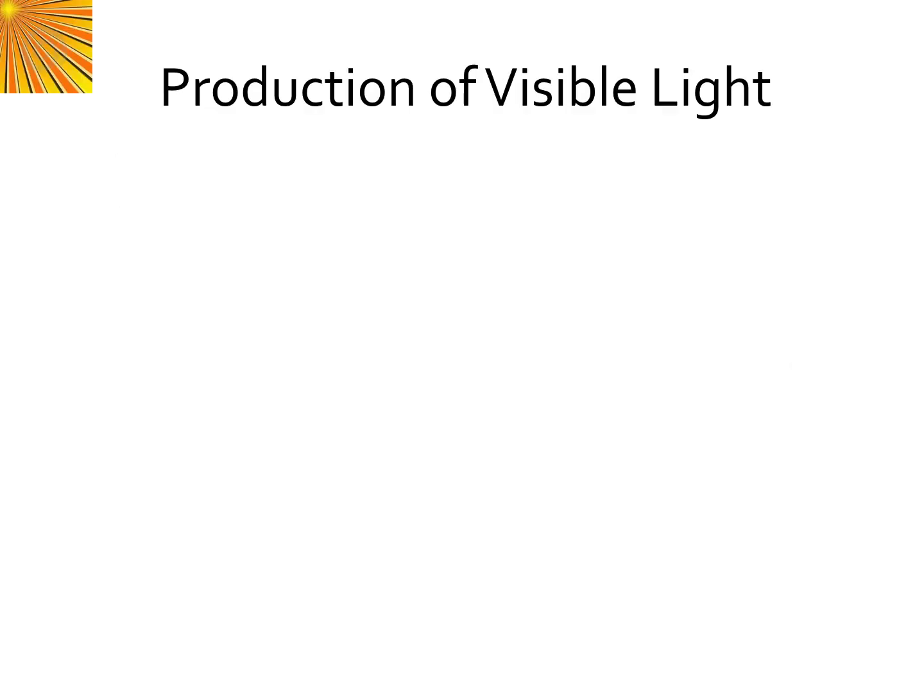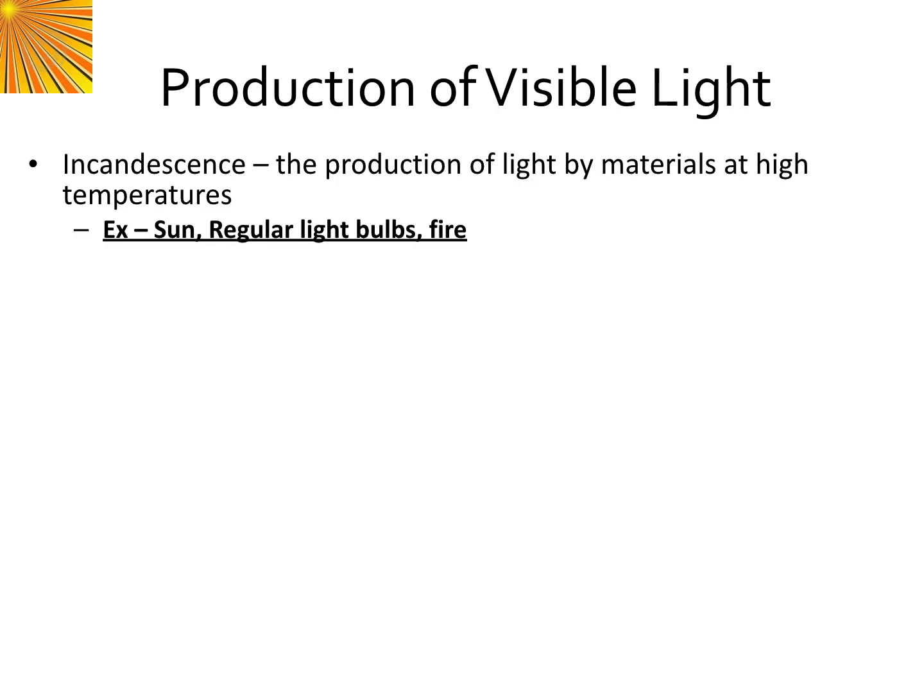Now we have to talk about production of visible light. There are 3 different types of production of visible light. Incandescent, which is the production of light by high temperatures. For example, the sun. I call it a regular light bulb, meaning the old school light bulbs that look like this. And fire is also incandescent.